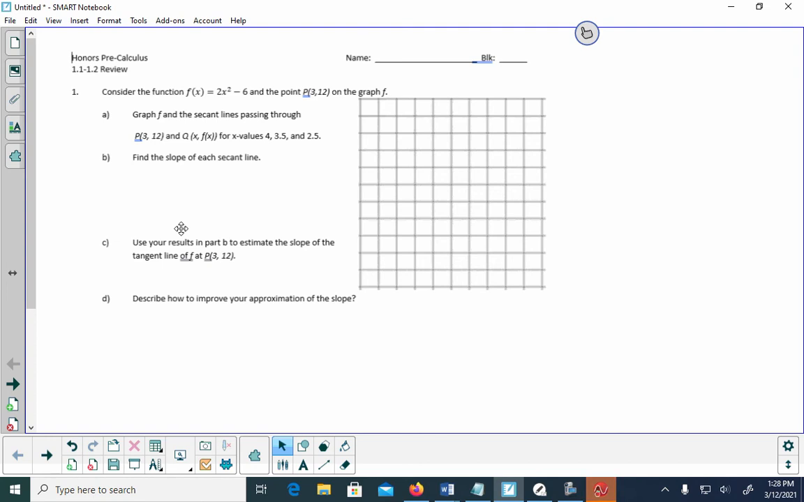So the first question says, consider the function f of x equals 2x squared minus 6 and the point (3, 12) on the graph. It wants you to graph f and the secant lines passing through the point (3, 12) and the points with x values of 4, 3.5, and 2.5. And then it wants me to find the slope of each secant line.